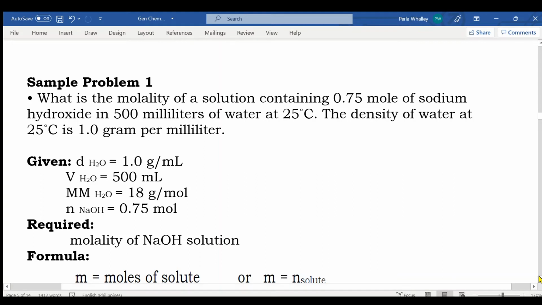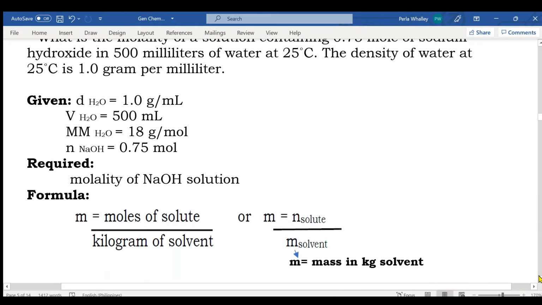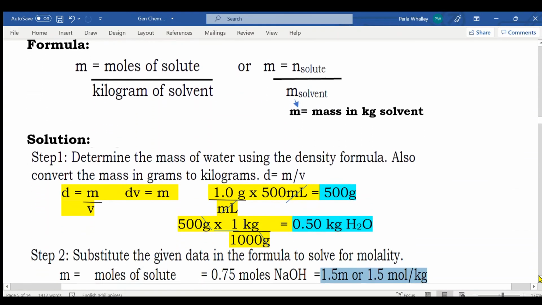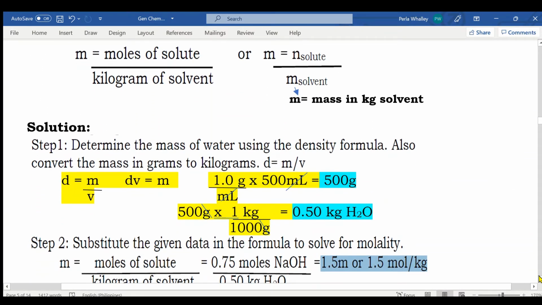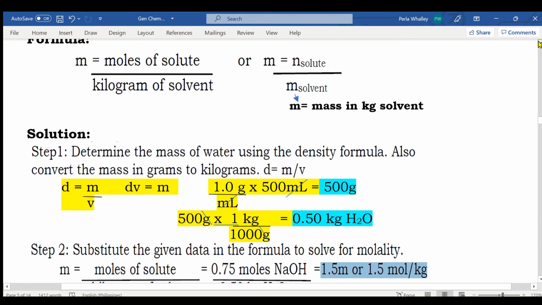Again, start with the given. Remember, the given will be 1 point, required another point, formula another point, and the solution will have 2 points. So the problem will have a total of 5 points.